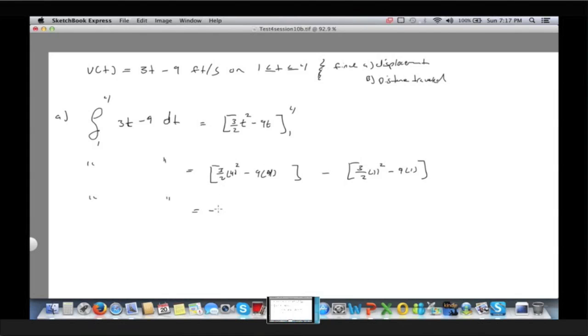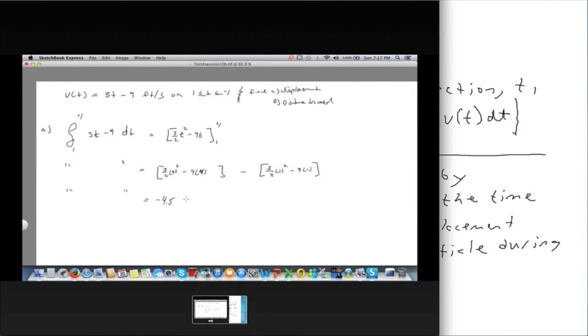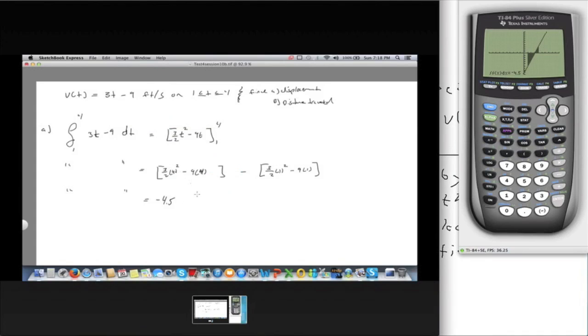And this is what I get, but I'm not sure if my calculator can do this, so I could try to graph this function, 3x minus 9, and then use second calc, 7, lower limit 1, upper limit 4. Yep, it gives me negative 4.5, so that's good. And this is in feet. Okay, and then B.